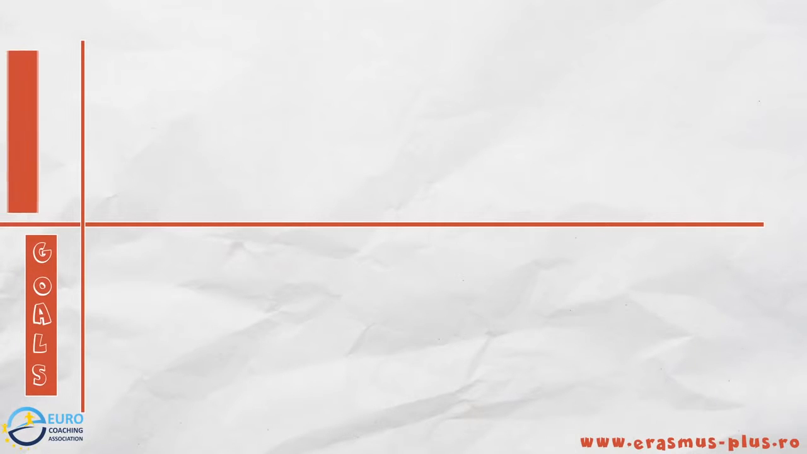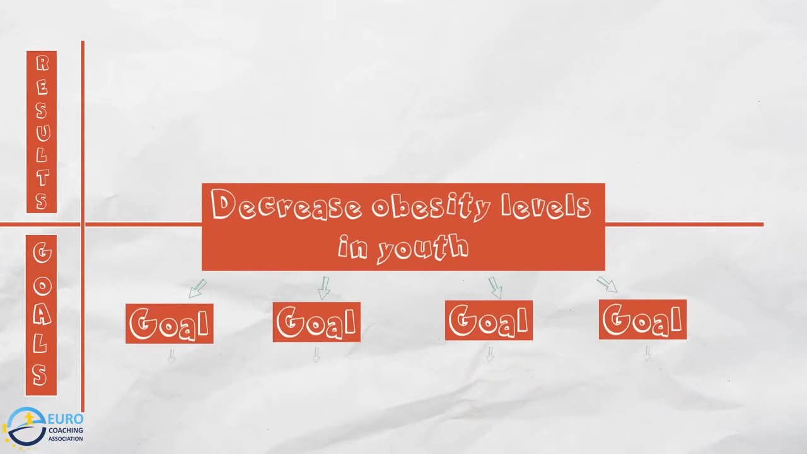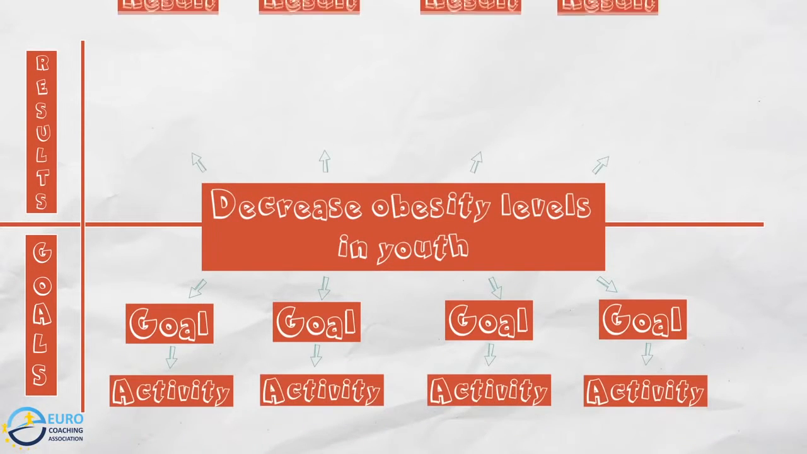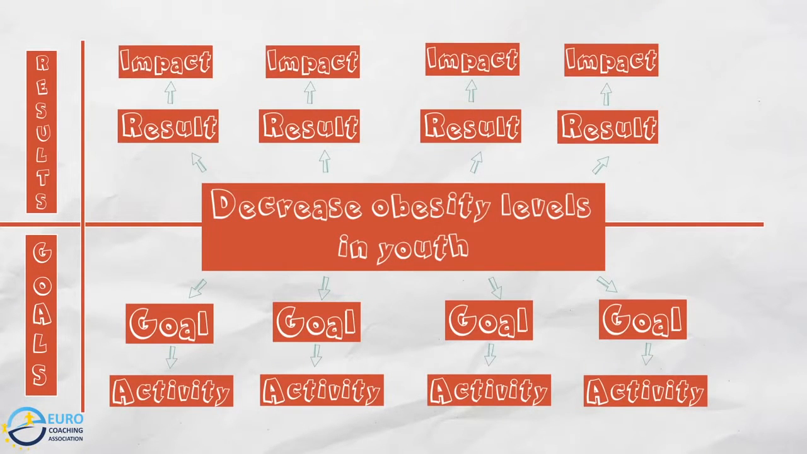Then we will have our solution tree. The goals and the activities in the lower part and the results and impact in the upper part. Our solution will be to decrease the obesity levels in youth in our town. Then we will have our goals and activities for each goal. They must be linked with the results and impact. This is the solution tree.